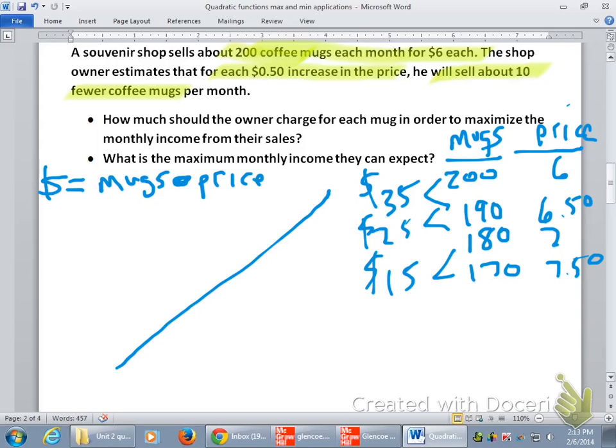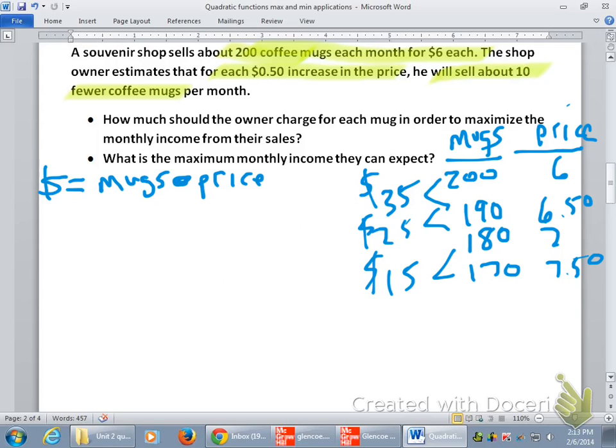It'd be like 35 each. It'd be 35 every single time. That would be a line. Okay? And that means he could charge whatever he wanted to, and he would always make more money, right? But that's not what's happening. That's not what's happening at all.